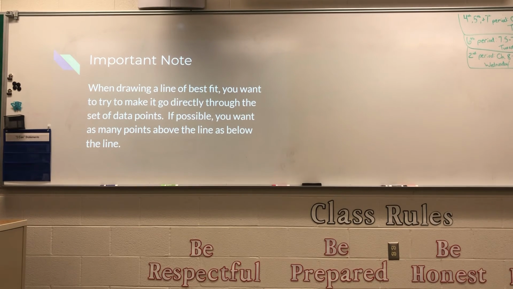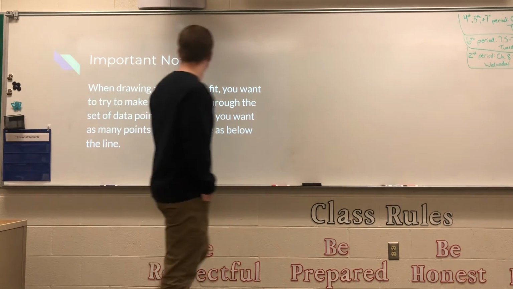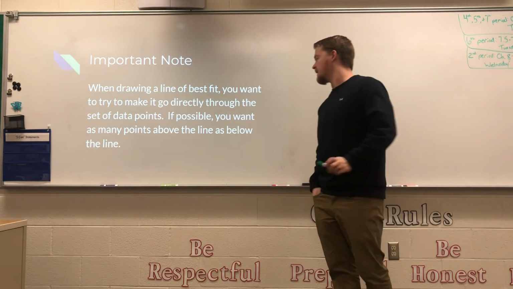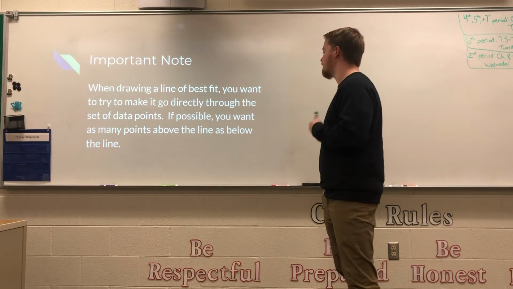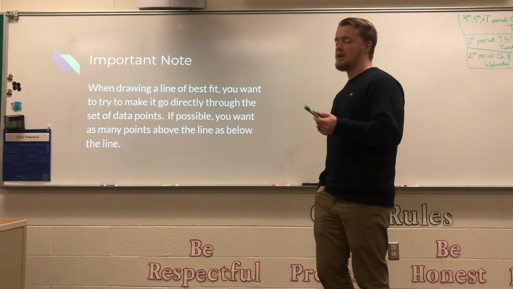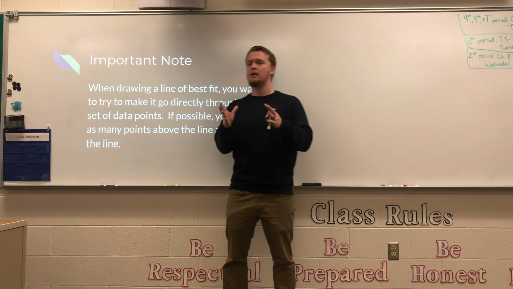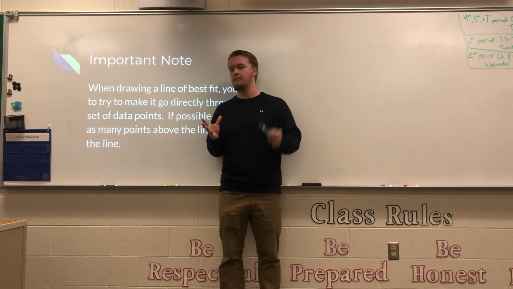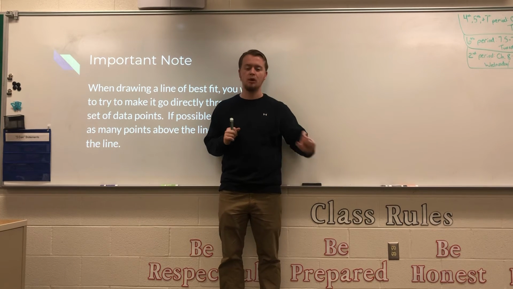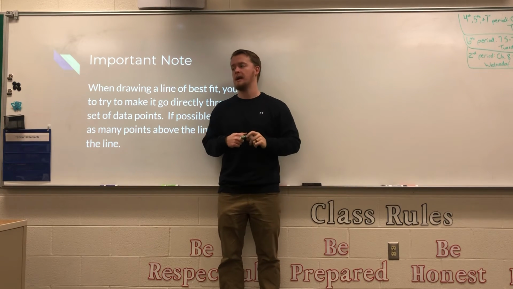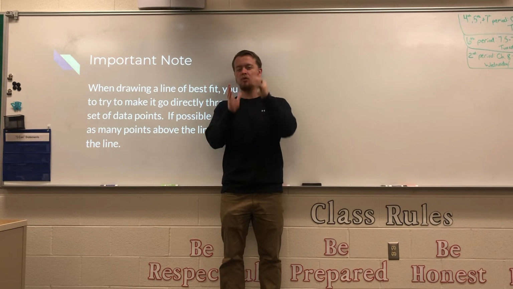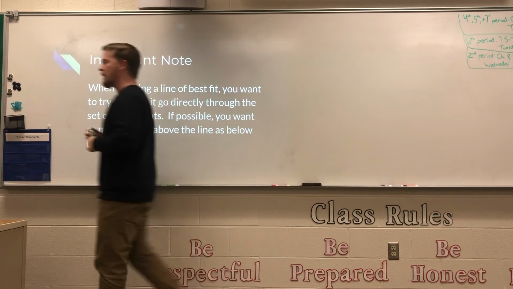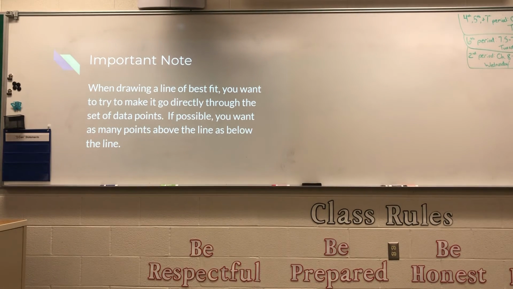It says when drawing a line of best fit, you want to try to make it go directly through the set of data points. If possible, you want as many points above the line as below the line. So when you draw a line of best fit with your scatter points, and I'll show you on the next slide, you're not wanting it to go above them or below them. It's wanting to go directly through them, and then you want to try and make as many on top as on bottom. So let's look at an example of what that looks like.